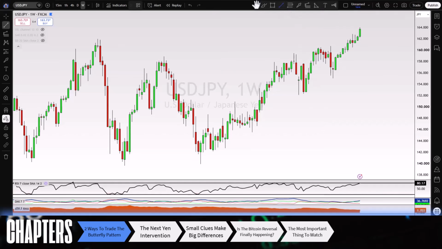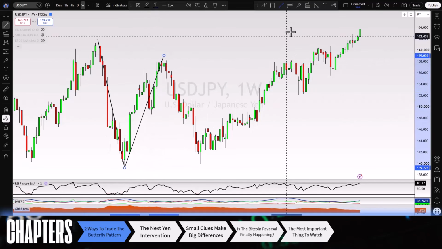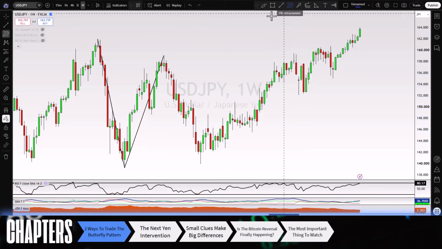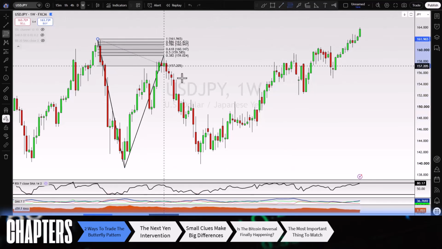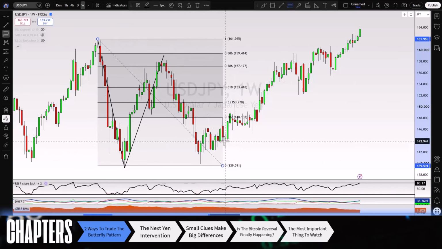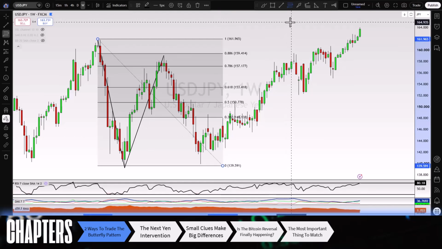And just like any other pattern formation, our butterfly pattern starts off with an impulse or an anchor leg. It's going to be a clear directional swing, in this case a swing high to swing low. We then have our next retracement up here. And what we're going to do is take our Fibonacci retracement tool from the high of that swing to the low of that initial swing. And we're going to see what Fibonacci retracement level that swing comes to. Depending on what Fibonacci level is hit, that's how we know what pattern to qualify it as. This one you can see comes to the 786, which puts us on alert for a butterfly pattern.